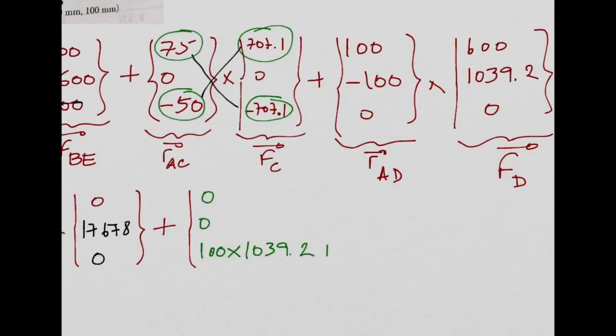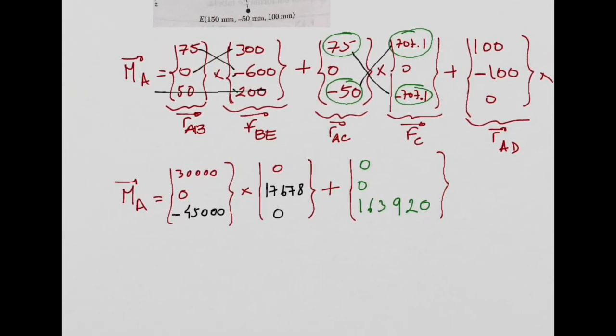And the z component is going to be 100 times 1039.2. Minus with minus is plus 60,000. How much is this, please? 163,920. Very good. 163,920, right? Is correct? Yeah. Very good.